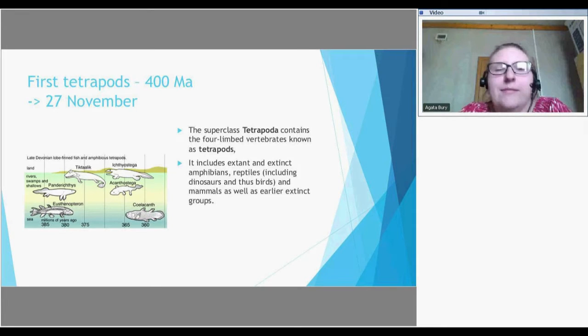First tetrapods. First tetrapods appeared 400 million years ago. So in our year it is 27th November. Superclass Tetrapoda contains the four-limbed vertebrates, tetrapods, and includes current and extinct species like amphibians, reptiles, also dinosaurs, birds, mammals, and other groups. And since the time when they appeared, many groups, many species were forming. Some of them went extinct.